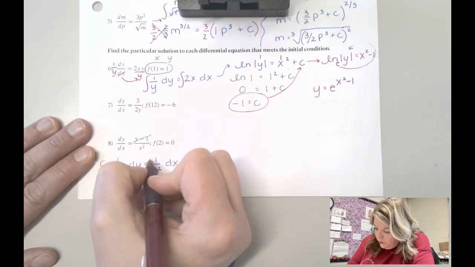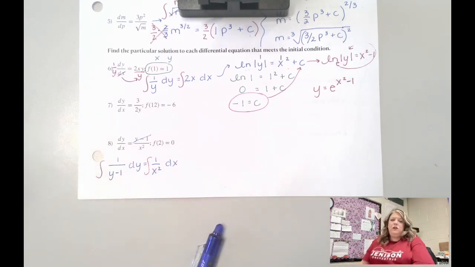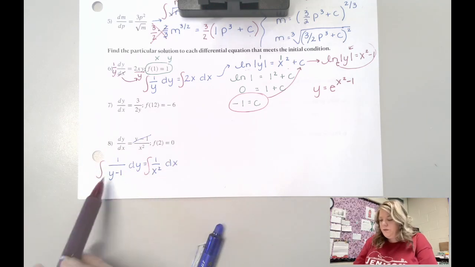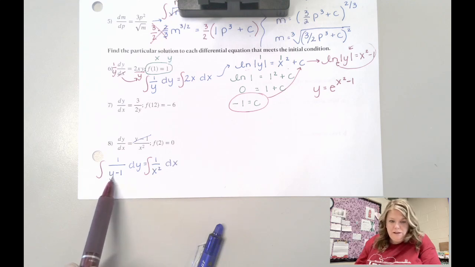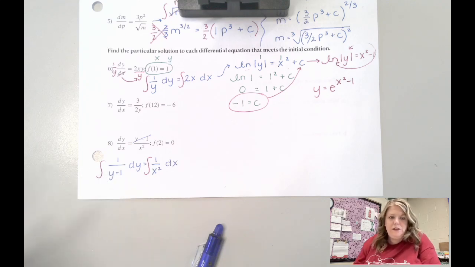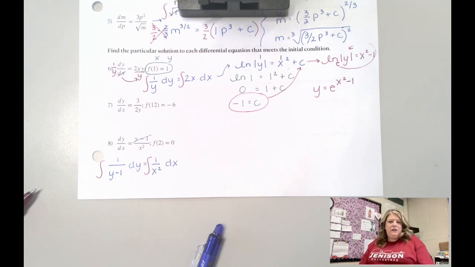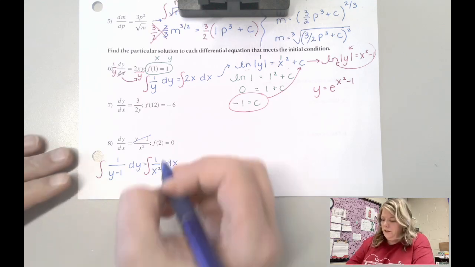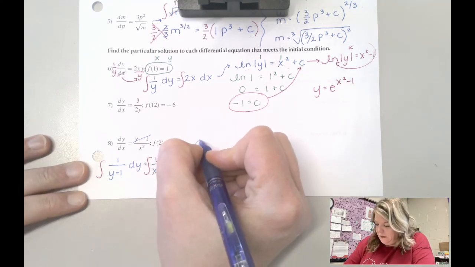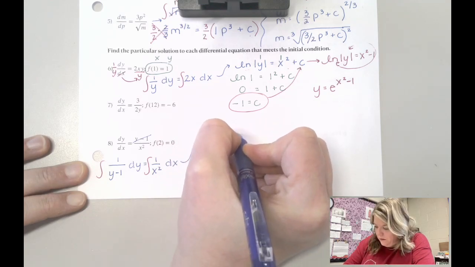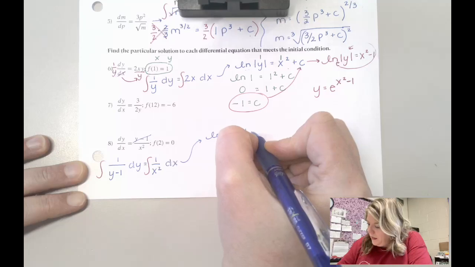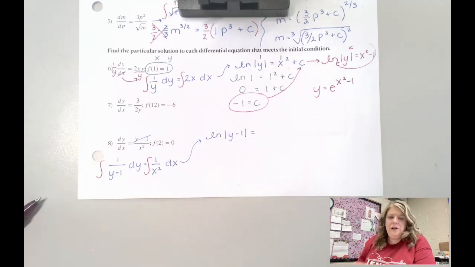These two things look very much alike, but they're going to integrate very differently. This is a natural log situation because it's just a y. It's not a y squared, it's not a y cubed, it's just a y. It does have a minus 1 on there, but that derivative would still just be a 1, it doesn't matter. So I'm going to now say that this is natural log of y minus 1 is equal to, now let's integrate this side.